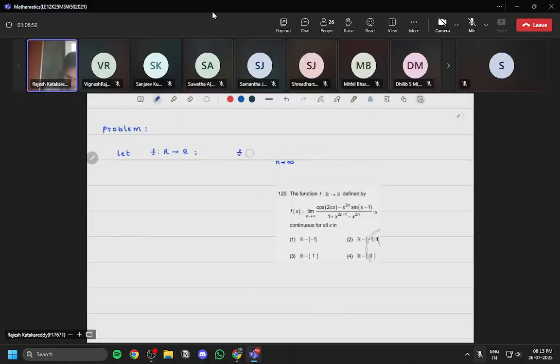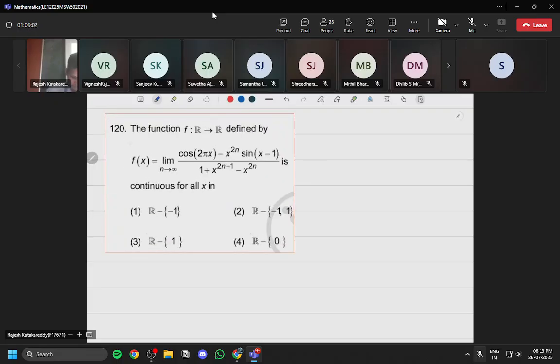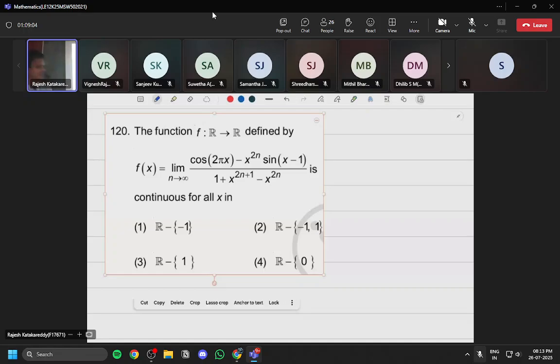Maybe let me zoom in on this problem. Can you see this one? This is another model. The function is itself defined piecewise. I need to calculate and check the continuity of this function. Please note it down.